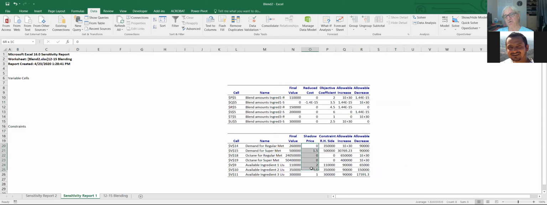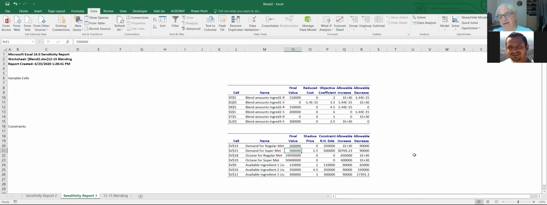So just to reiterate, the shadow price and what it means is the following. For example, I'll take one that has a shadow price that is not 0. This is the constraint on the demand for superfuel. The demand is for 500,000 barrels, maximum demand. What the solution is calling for is meeting this demand. You see, this is exactly how many barrels of superfuel you're going to blend.